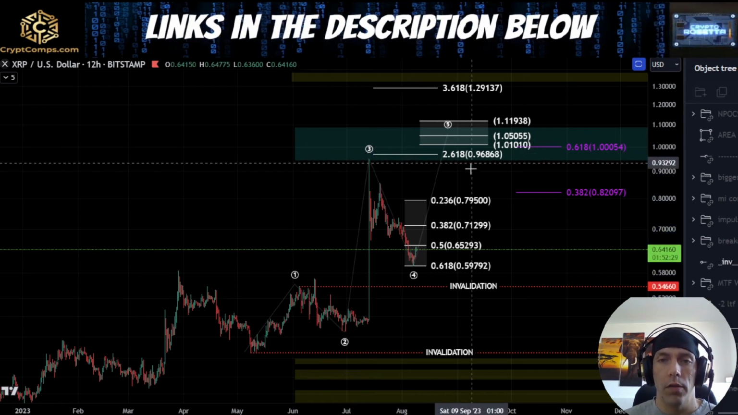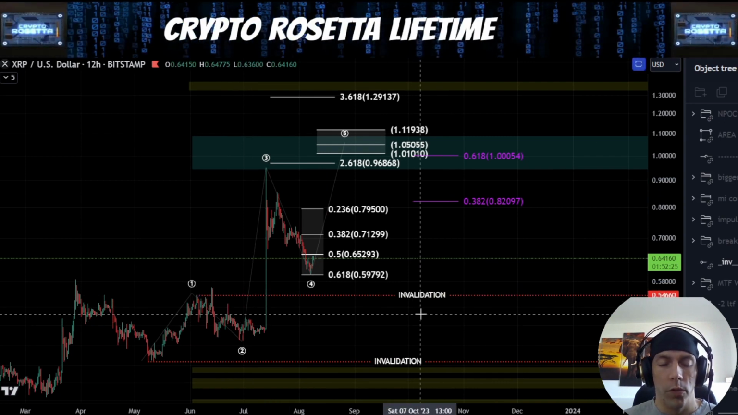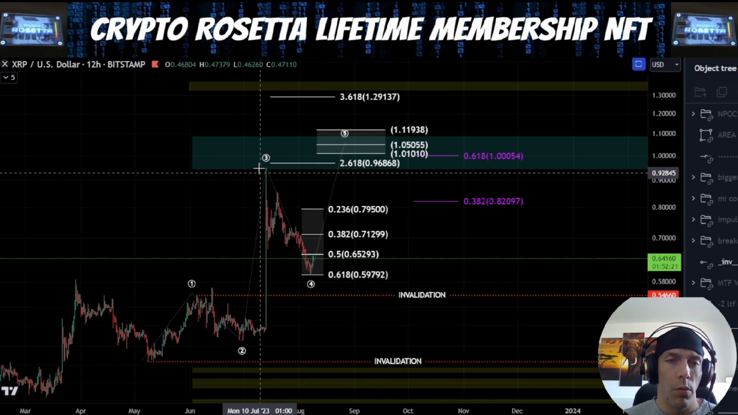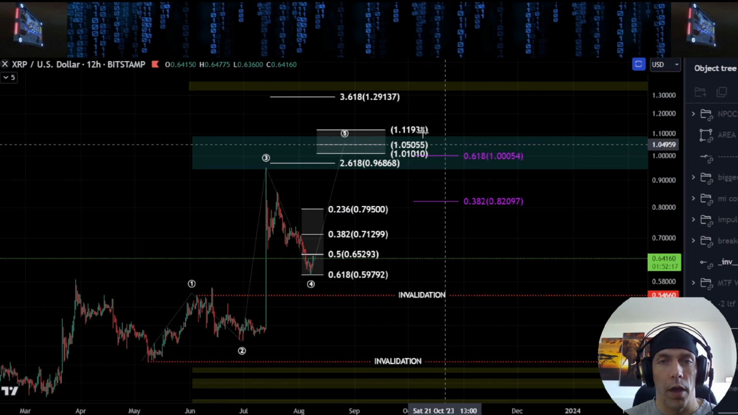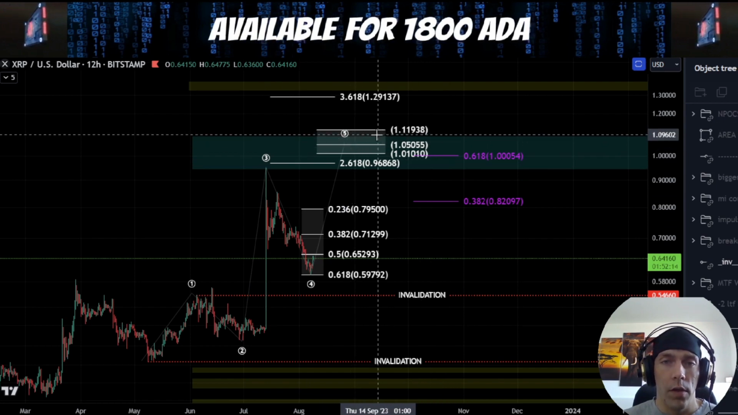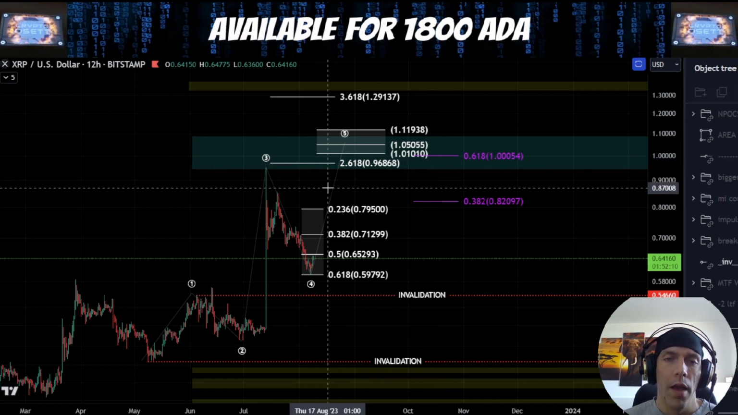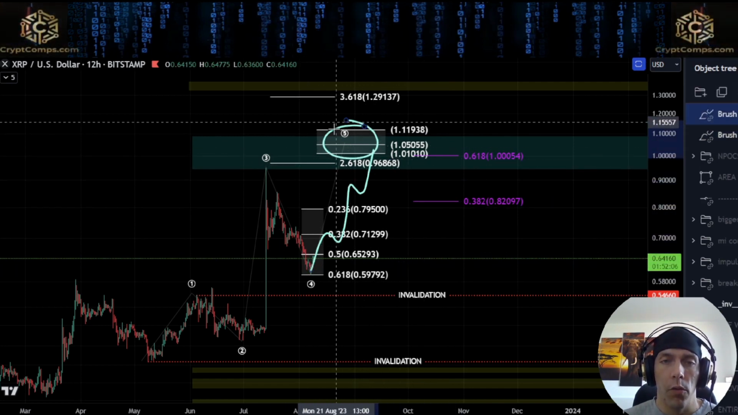Now, if we are looking at this idea, what we'd be saying is we don't really want to cross this 54.66. If we lose this zone, this invalidates this count. What I want to see here is price looking to turn from this point and looking for this fifth wave to the upside. If we are looking at this idea, the potential target would be this $1.11 to this $1.01, and what we'd want to see is a nice clean 5-wave structure to the upside here, forming this fifth wave.